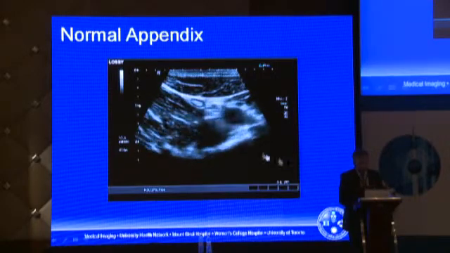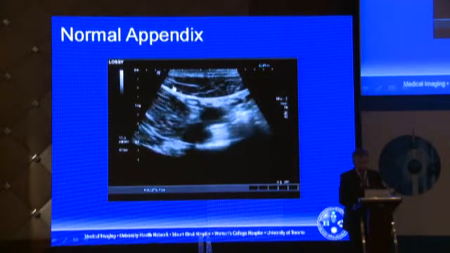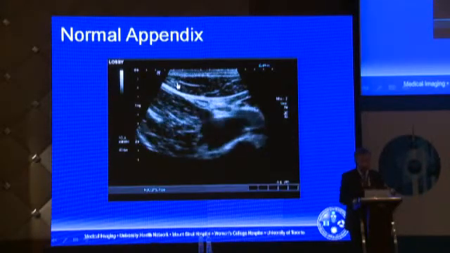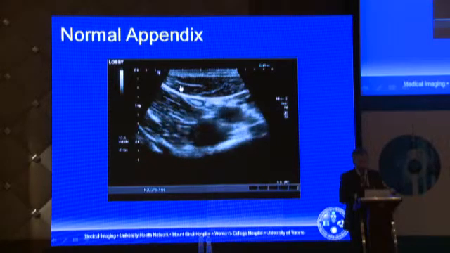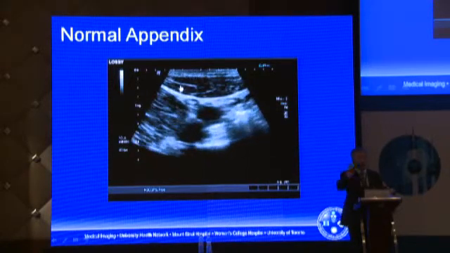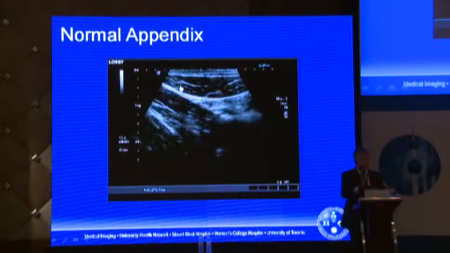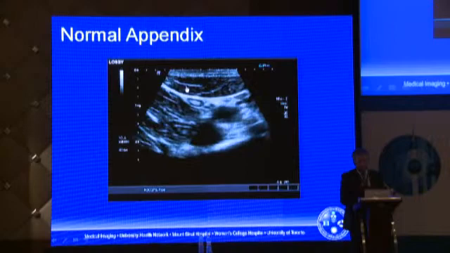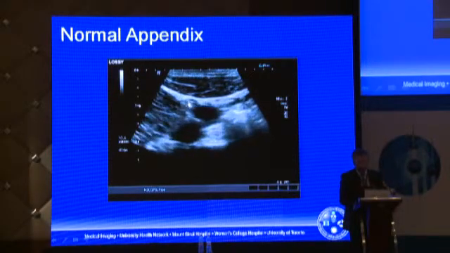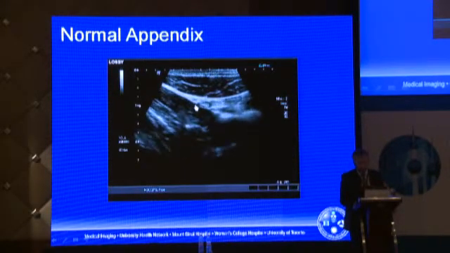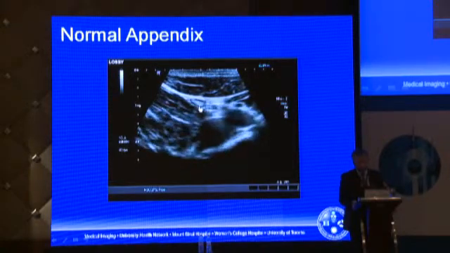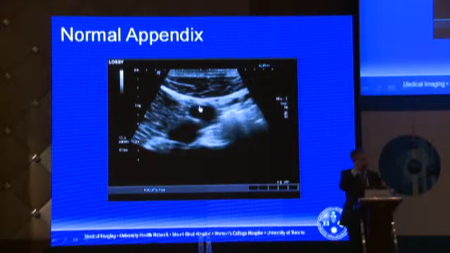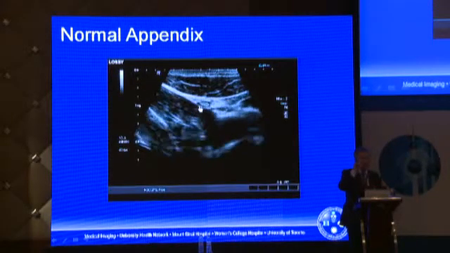Note here, we have the psoas muscle, we have the rectus muscle. We've trapped the cecum up and high in the right lower quadrant. This appendix is trapped. It's attached to the cecum, and I have it trapped medial to the psoas muscle and the rectus muscle, and I'm scanning it in transverse all the way to its tip. It's completely compressible. That appendix is just about 2.5 millimeters in AP dimension.